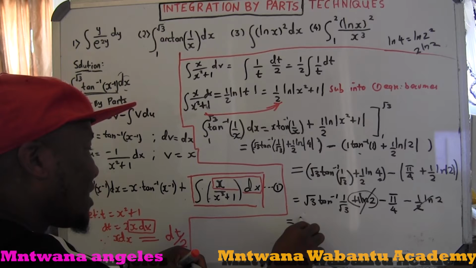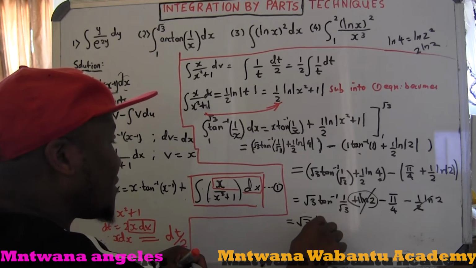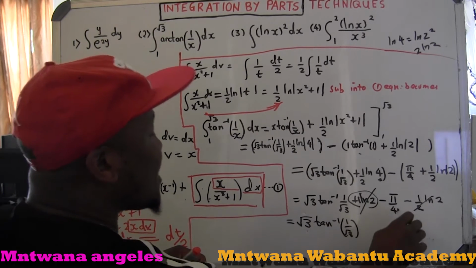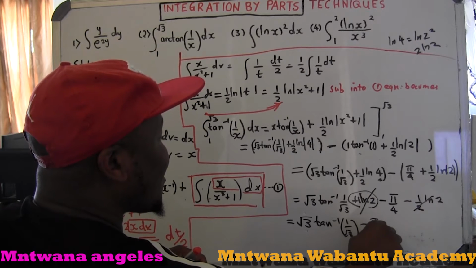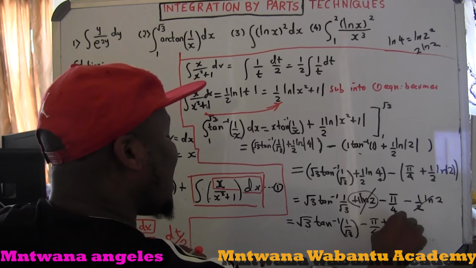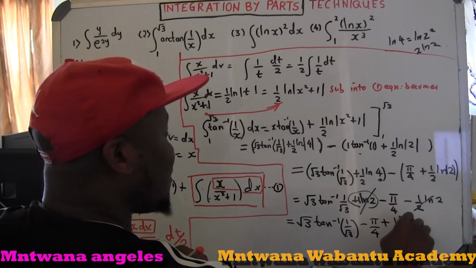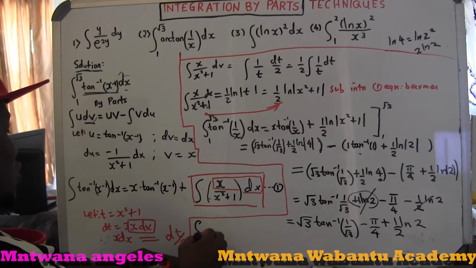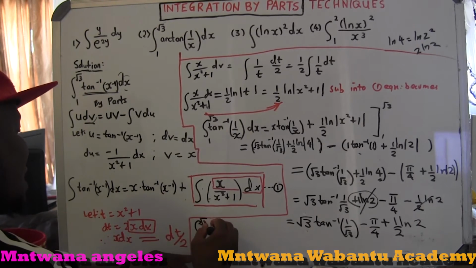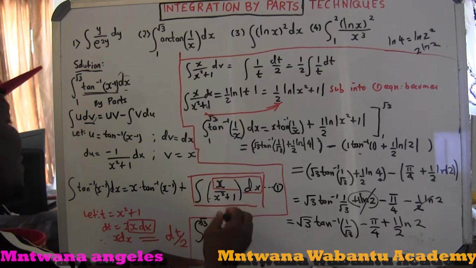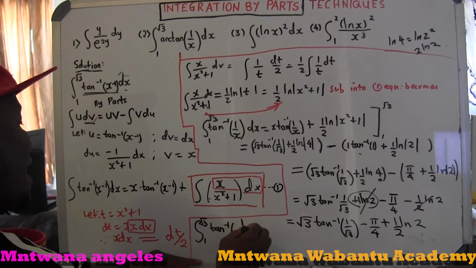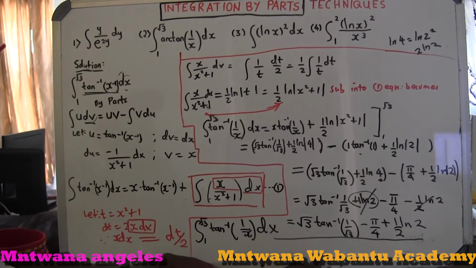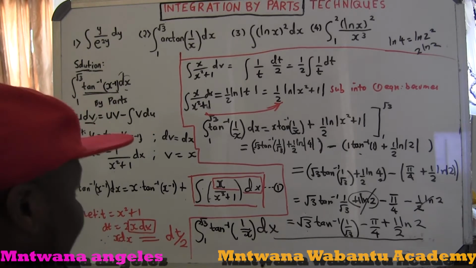So now let's simplify further. It's going to be square root of 3 tan inverse of 1 over square root of 3, and then minus pi over 4, and then plus a positive half ln of 2. So if we integrate this, which is 1 over square root of 3, and then tan inverse or arctan, the same thing, of x dx, this is what you should get. But you can plug it in the calculator and get a decimal value, probably approximated to 2 or 3 decimal places.